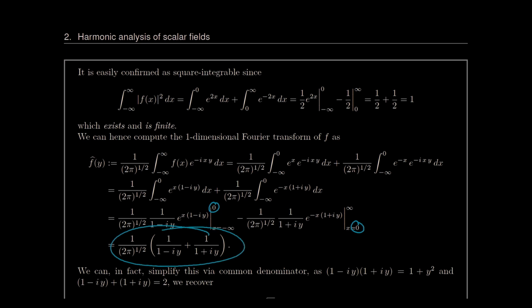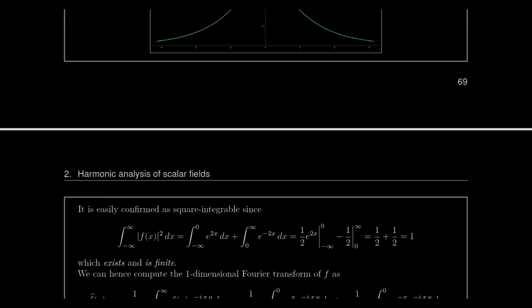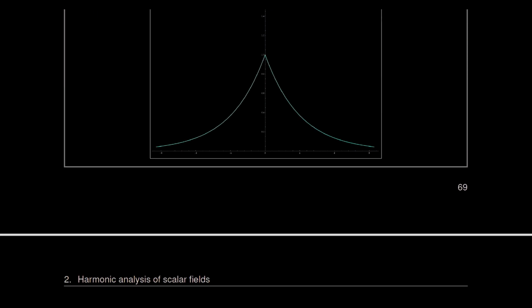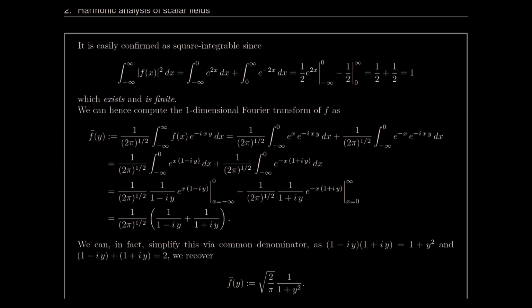The Fourier transform of a purely real function, right? That's a purely real function. The Fourier transform of a purely real function should be purely real. So I have to get a little bit clever about combining these. If I do that with common denominator, I'm going to common denominator this as 1 plus iy divided by 1 plus y squared plus 1 minus iy divided by 1 plus y squared. That's going to be my common denominator.